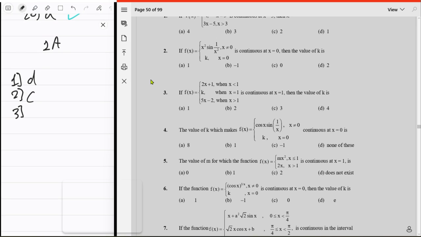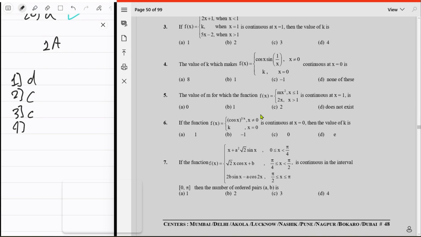Third: if f of x is equal to this thing, and it's continuous at x equal to 1, then the value of k is, okay, so come on, just polynomials, one second, like fine, it is what, 3, I guess, yeah, so k should be 3. So C. Next question.